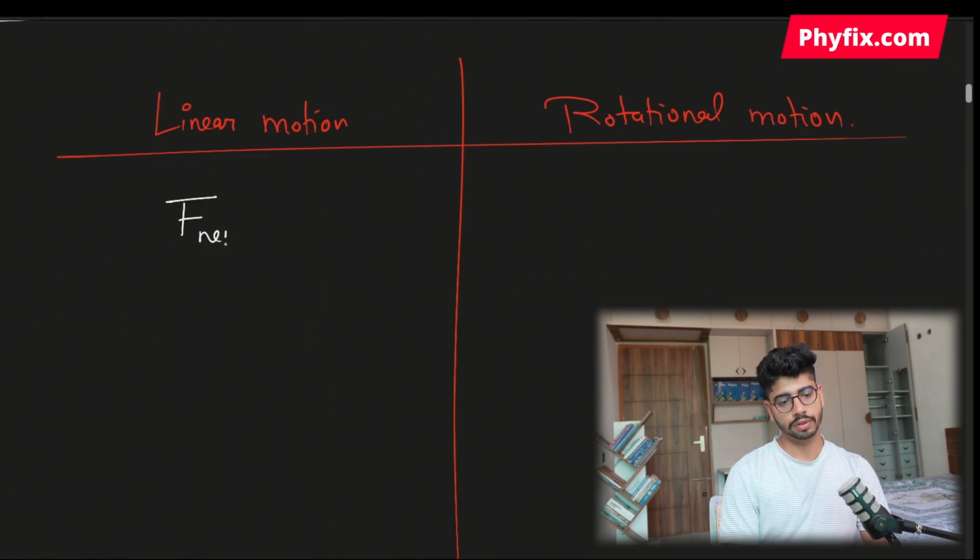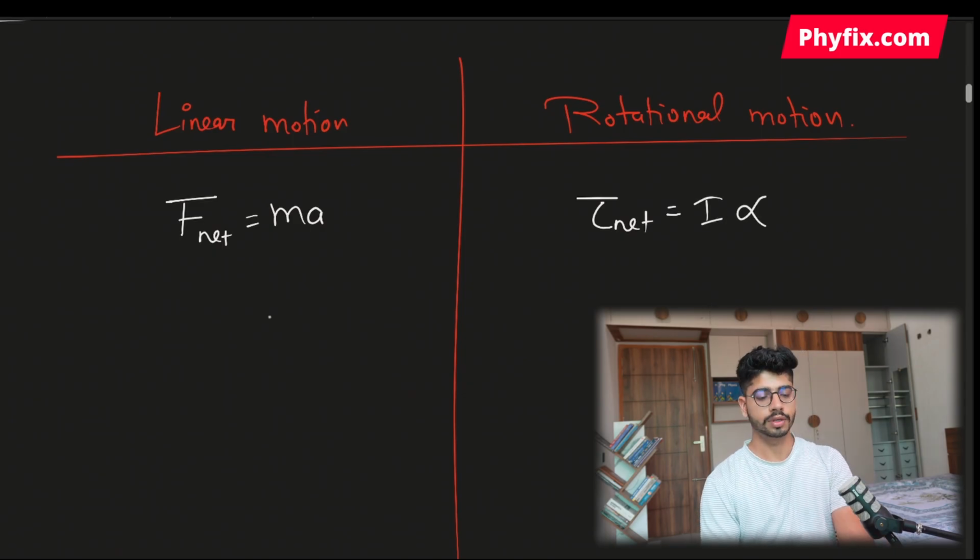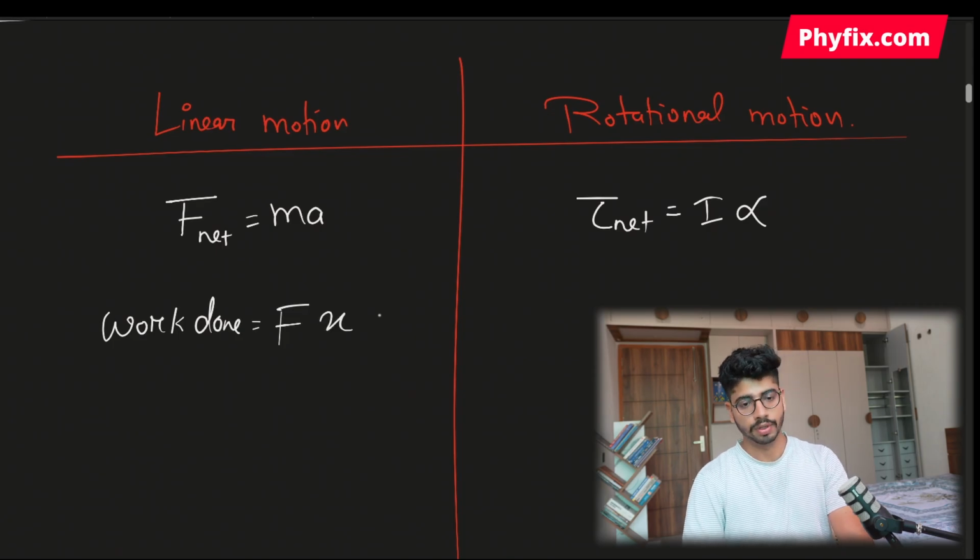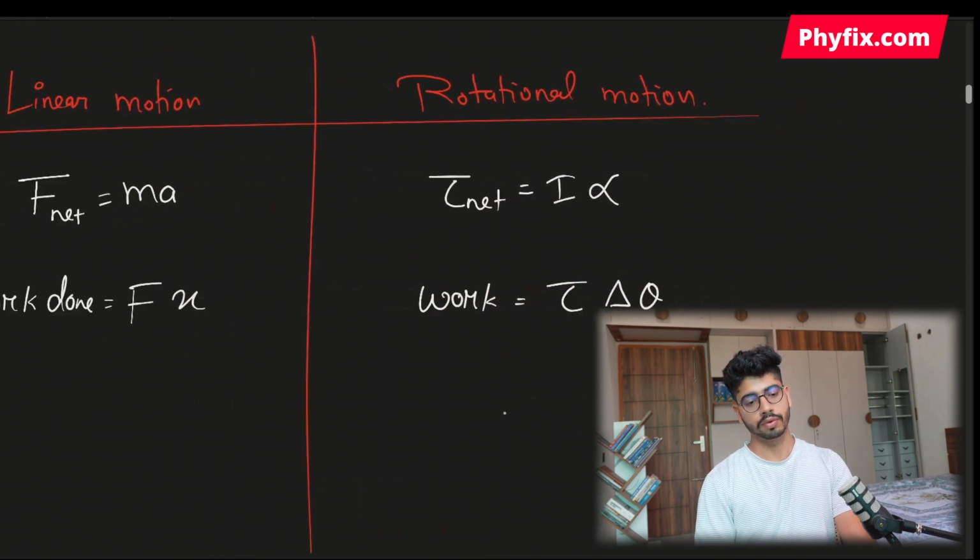The net force is equal to mass times acceleration here. Net torque is equal to moment of inertia into alpha. Now we have the work done. How do we calculate the work done? Force into the linear displacement. Here we have the same thing. So work done, I'm going to calculate like this: net torque and the change in theta, how much the angular displacement is changing.